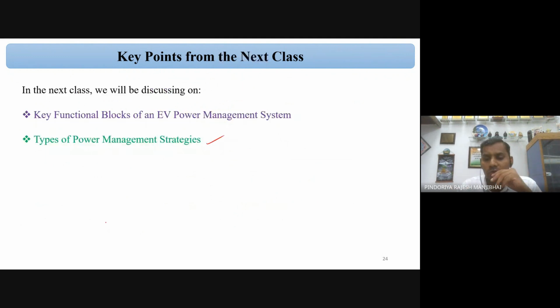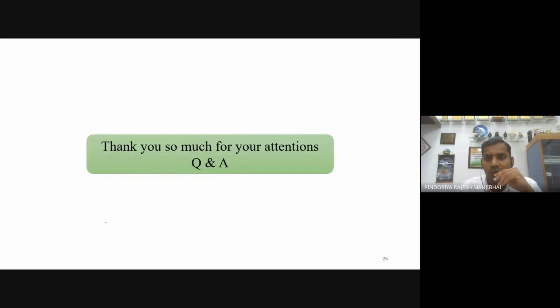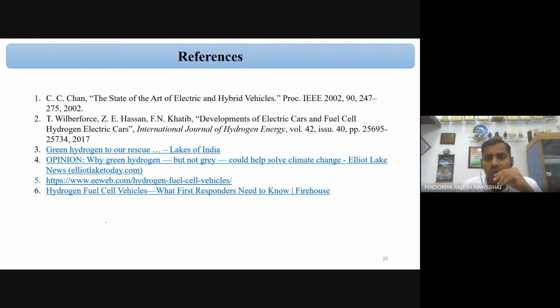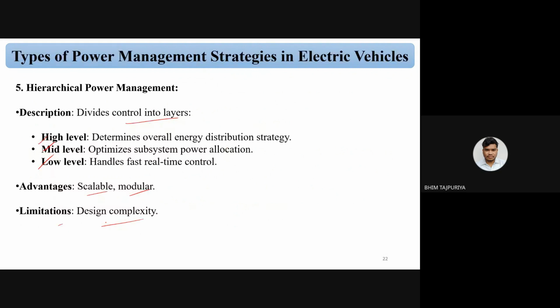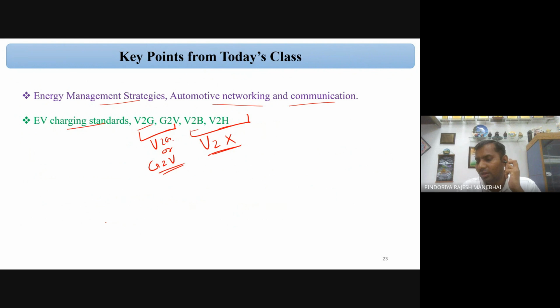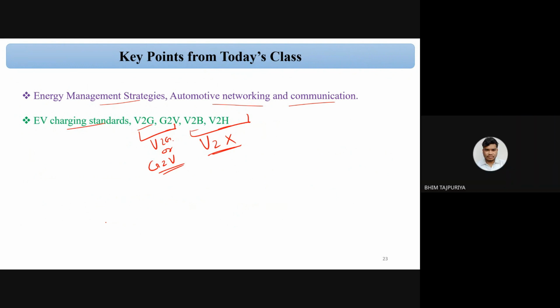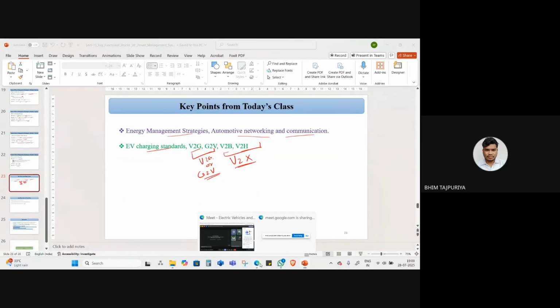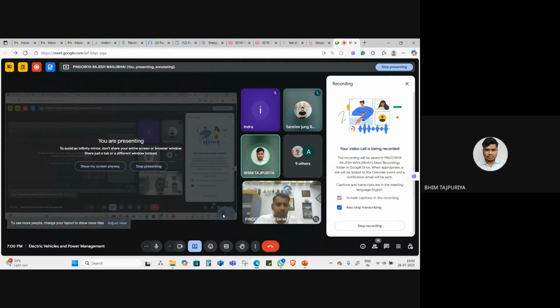Now any confusion, any query from today's class? Yes, any query? Sir, in power management, how can we practically manage the power, just thinking about one optimization strategy? What do we make the objective function, and what are the constraints to maximize or minimize in power management? How can we identify the constraints and what is our objective?